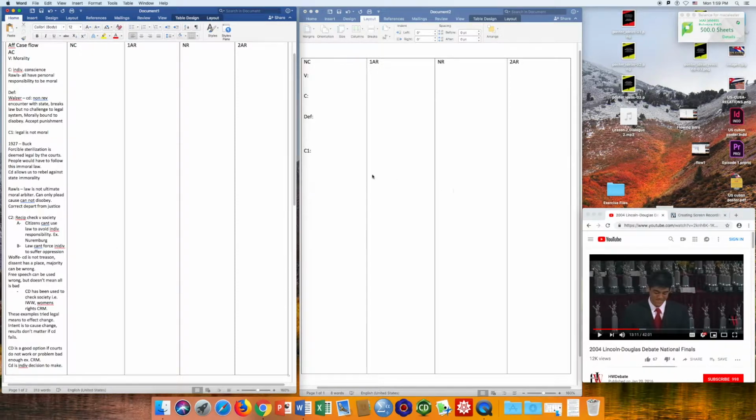So now the negative is going to give their first constructive case. So this is a completely new case. So which flow does it go on? It goes on the negative flow, where the negative constructive is. So everything that he presents now is going into the negative constructive flow. So get that piece of paper ready. With that, now let's turn to the negative.